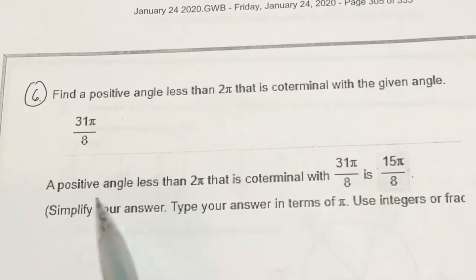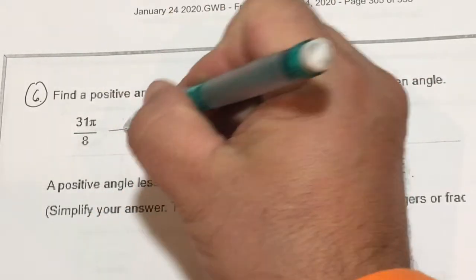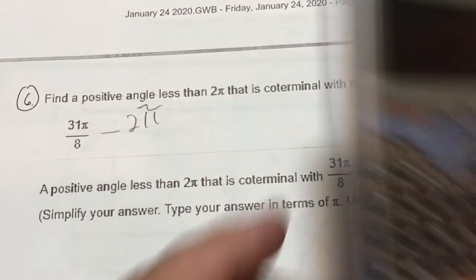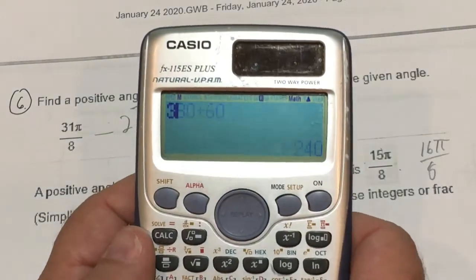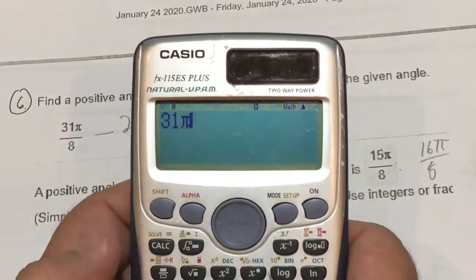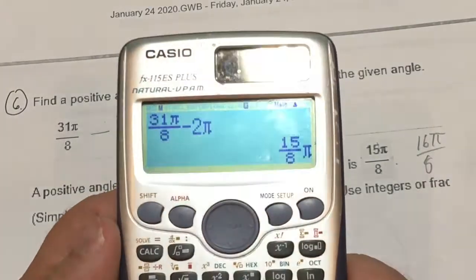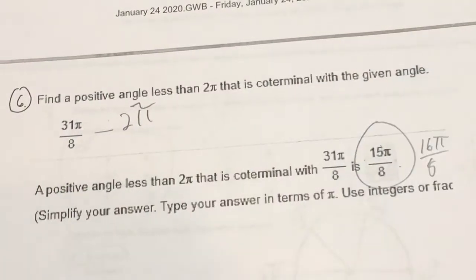31 pi over 8 is less than 2 pi. So I'm going to take that, and I'm going to subtract 2 pi from it and see what that brings me down to. And notice 15 pi over 8 is less than 16 pi over 8, and 16 pi over 8, that's 2 pi. So let's see, I'm going to do 31 pi over 8 minus 2 pi. And there it is, 15 pi over 8. It gives me the answer quite rapidly.